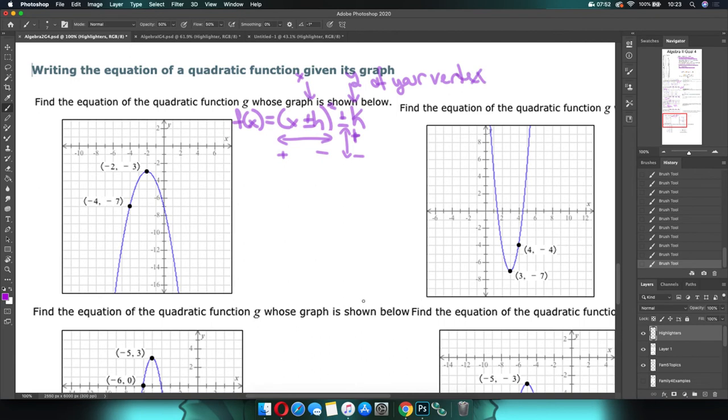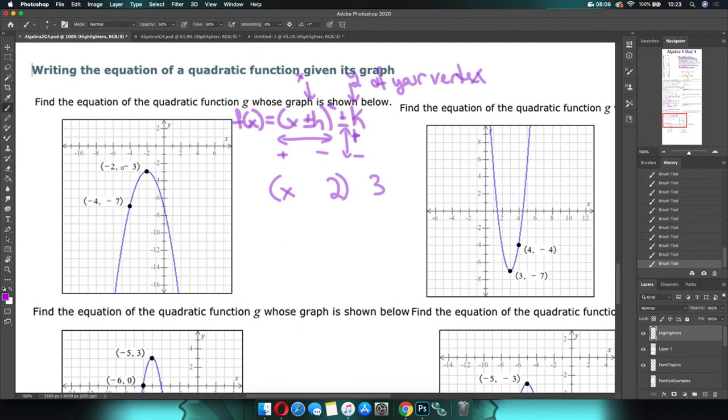So if I'm looking at this particular one, that's the important number right there. That's my vertex, right? So then what that means is I actually know what the numbers are going to be for most of this, because it's going to be x, 2, and then 3.